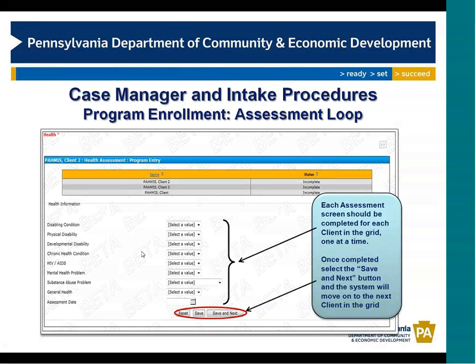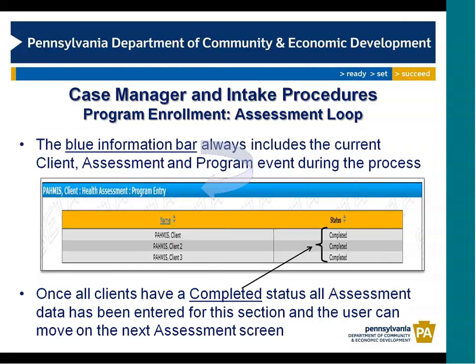So it's very smart of just entering the data you need, save and next, entering the data you need, and you kind of just go through this entire process until you're finished with the enrollment loop. Now, as I said before, once they're all completed, you have the ability to move forward.